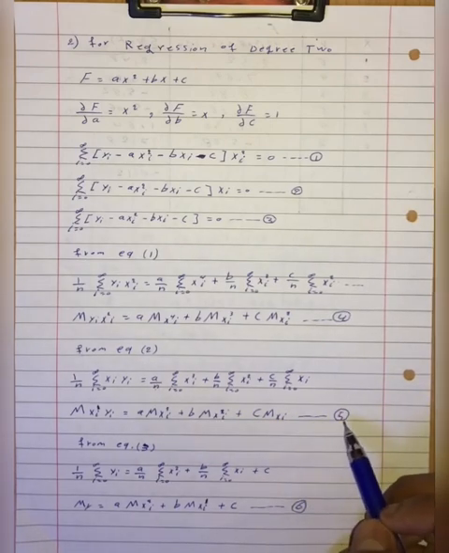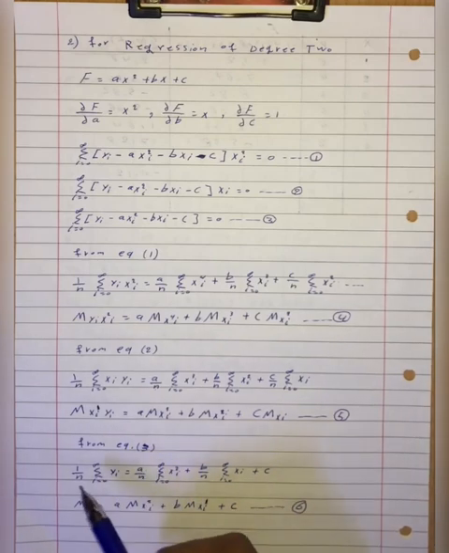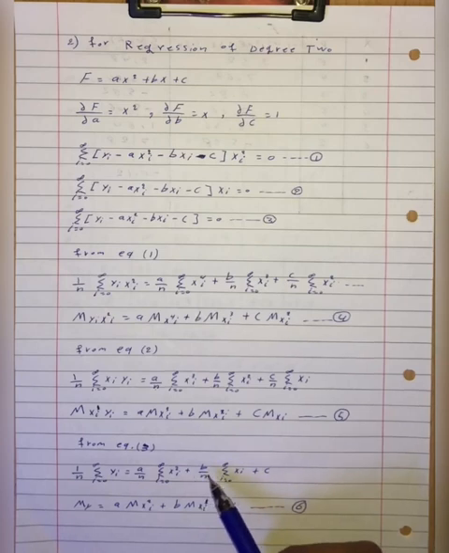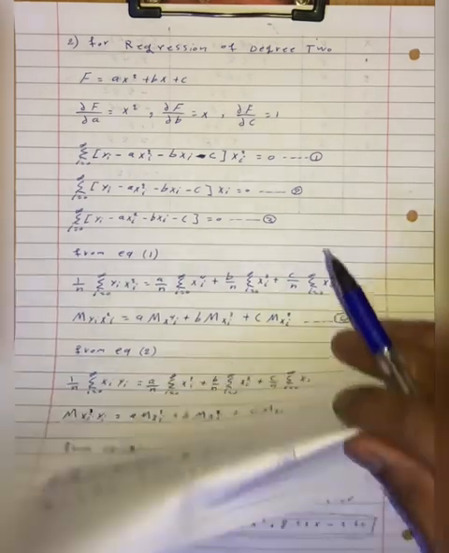This is equation number 5. From equation 3, 1 over n summation from i equals 0 to infinity of yi equals a over n summation of xi square plus b over n summation of xi plus c. My equals a m of xi square plus b m of xi plus c. This is equation number 6.